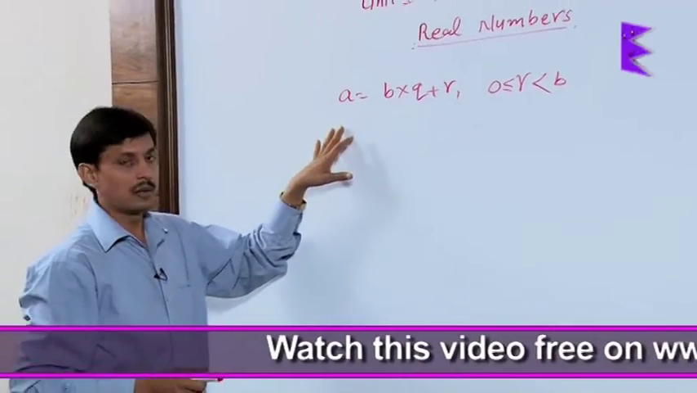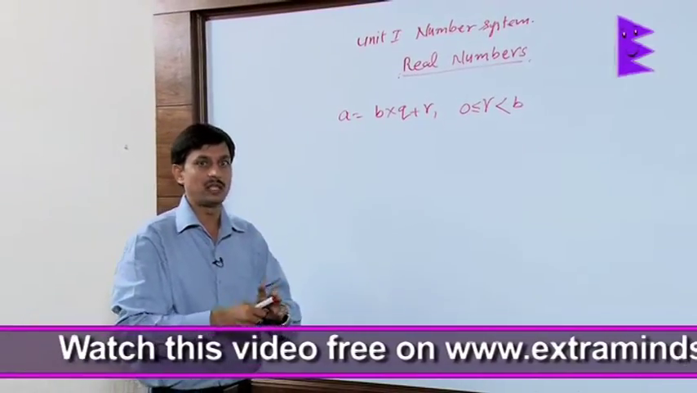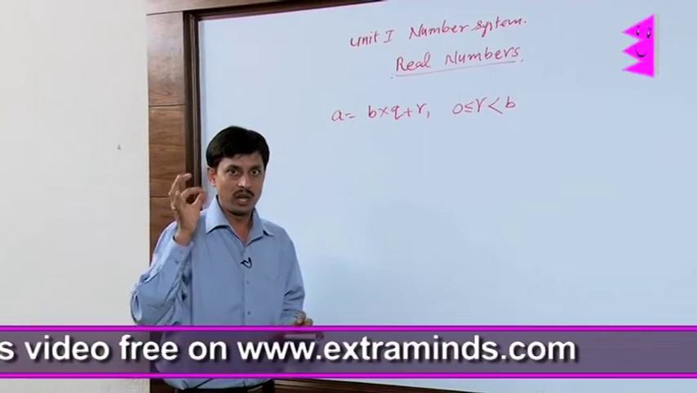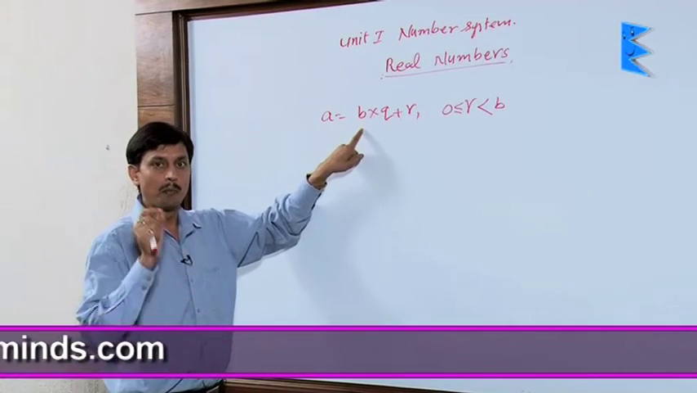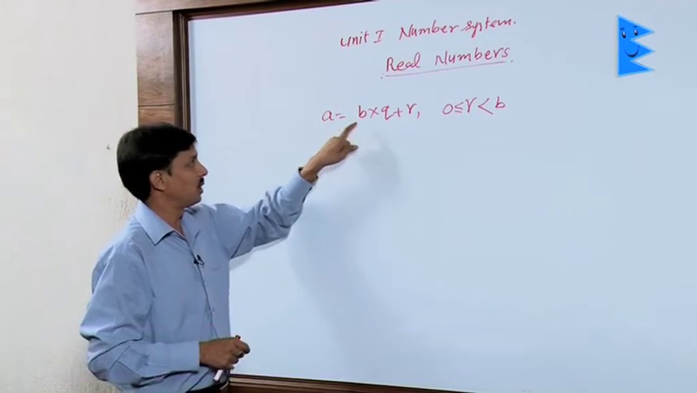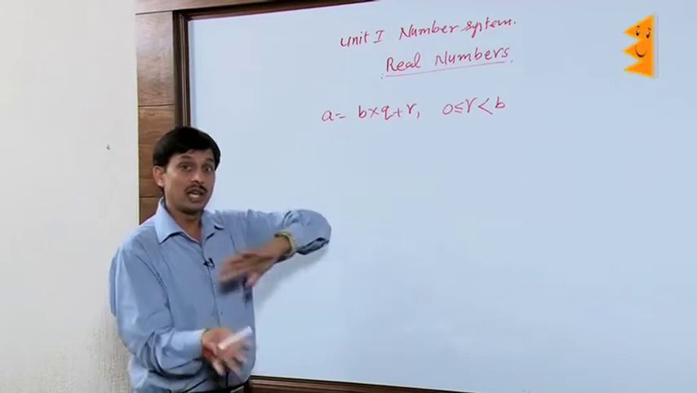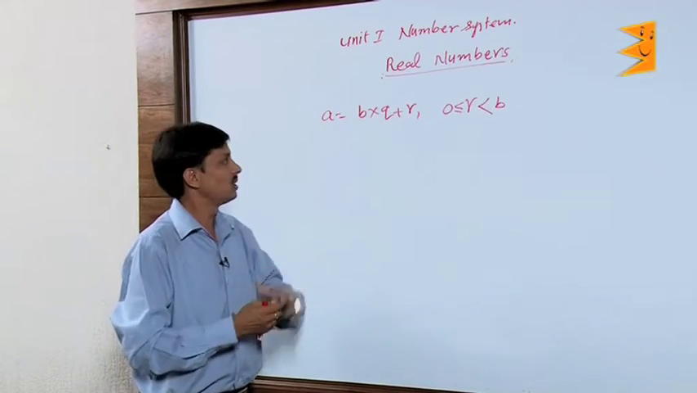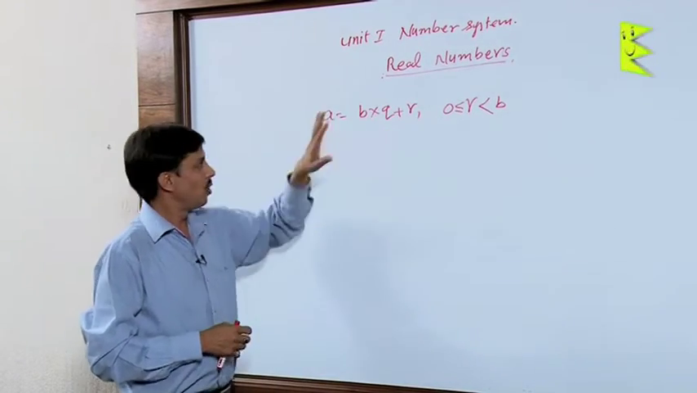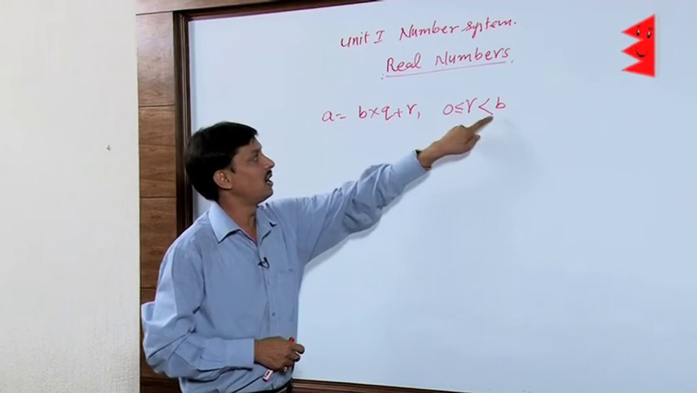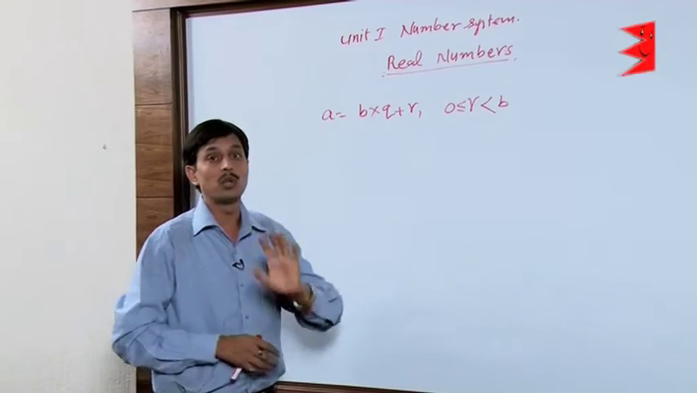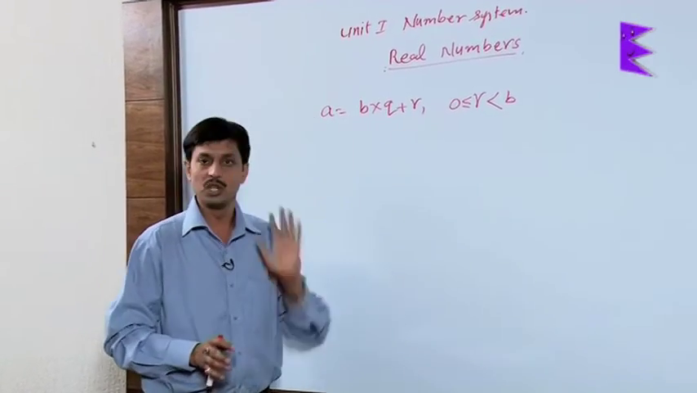This equation is known as Euclid's division lemma, where you must know that a and b are both positive integers. Then there exist two unique numbers q and r, where the value of r has to be mandatorily less than b but greater than or equal to 0.